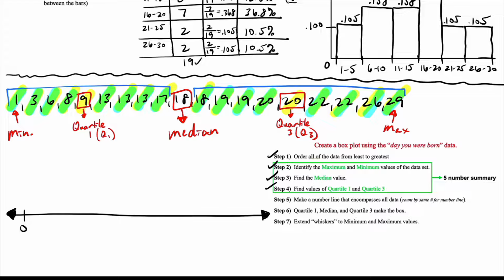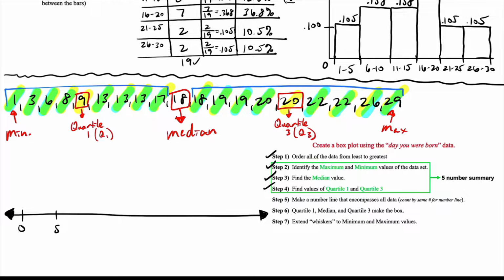So I'm going to start with 0. You could start with 1, but then you would go 1, 6, 11. So I'll just start with 0 to make everything nice and round. So after 0 is 5, then 10, 15, 20, 25, and then 30. So every number will be on that number line. There's no numbers that are too big. There's no numbers that are too small.